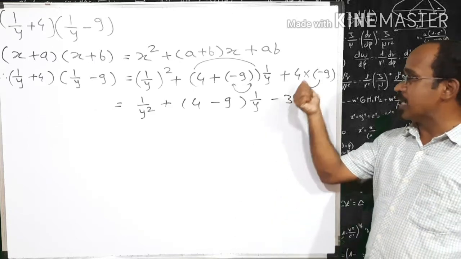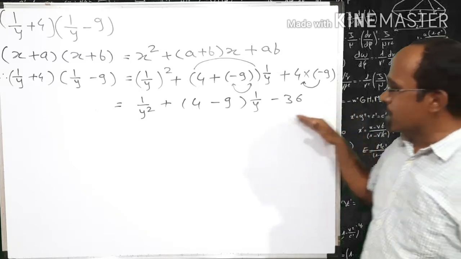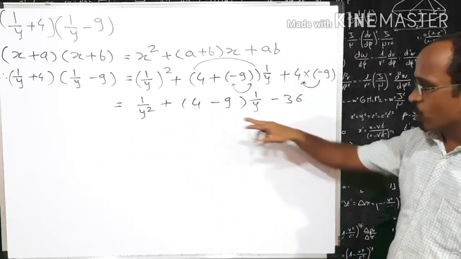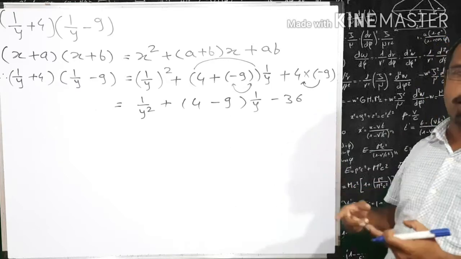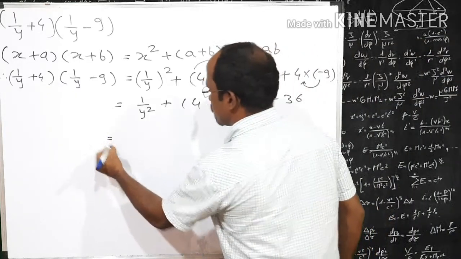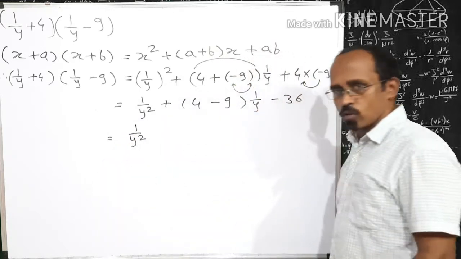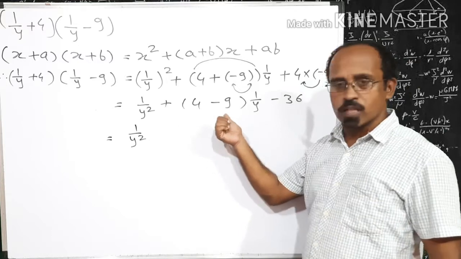Okay friends, now are all brackets over? No, one more bracket remains. So once again, according to BODMAS, we have to solve this bracket. Let's solve. The remaining things which are not in the bracket, let's write them as it is. 1 upon y square is not in the bracket, so we write it as it is. 4 minus 9. What is there in the bracket?